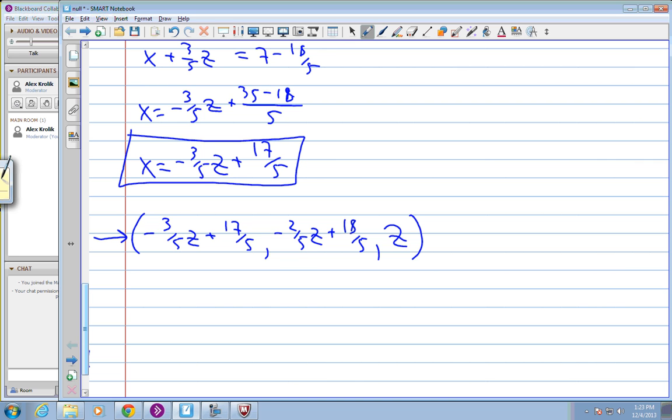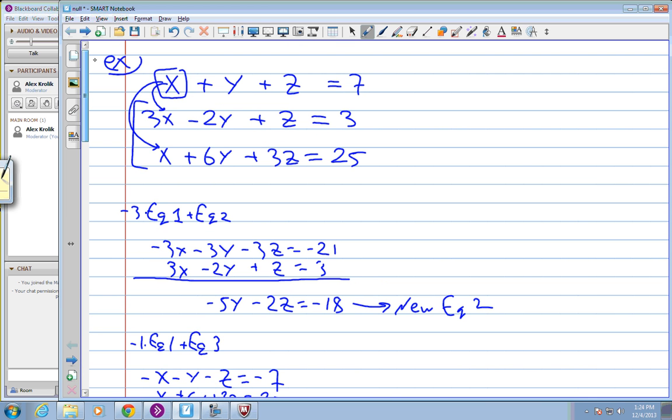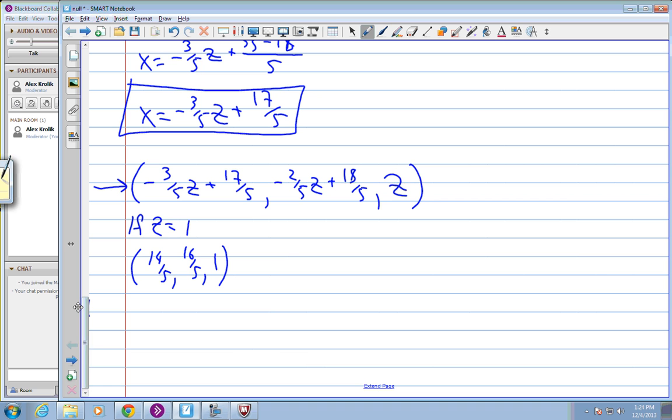So if I just plug in a value for z, whatever you like, then I'll get a point that solves that system. For example, if z equals 1, if I plug 1 in here, what do I get? So it's negative 3/5 plus 17/5, right? What does that give me? 14/5. Plug in 1 in here, so it's 16/5. And z is 1. So here we go. This point solves that system. But there are infinitely many points like that.